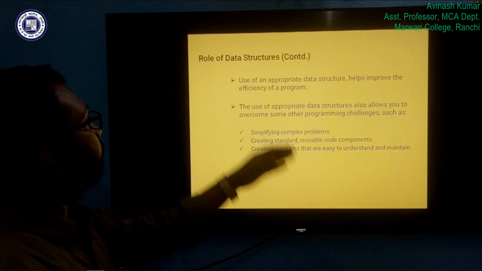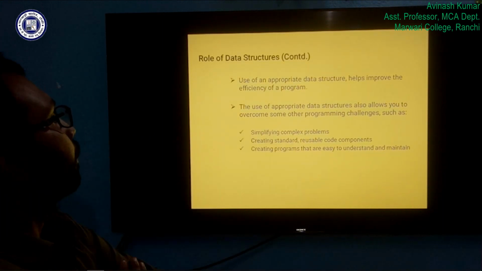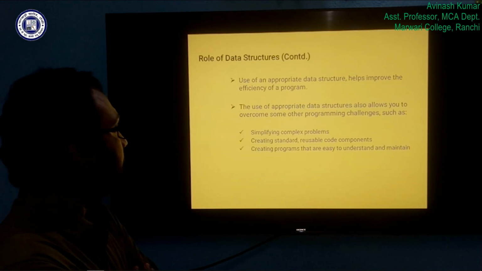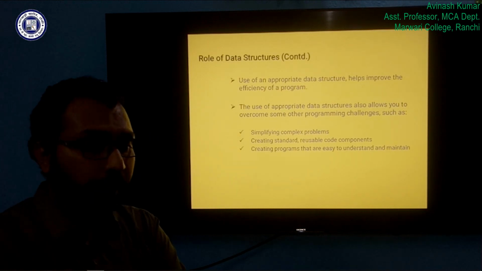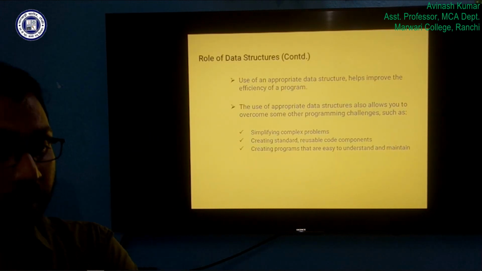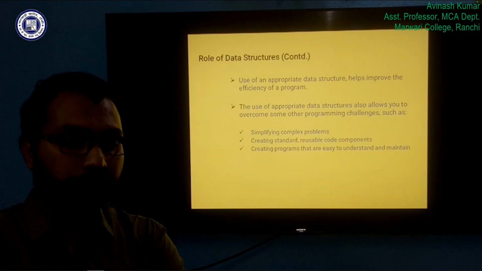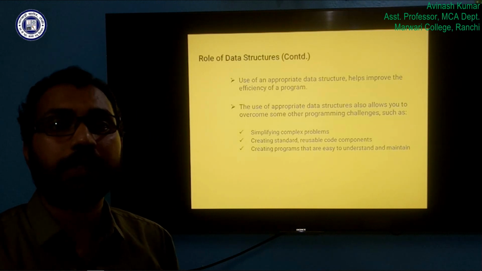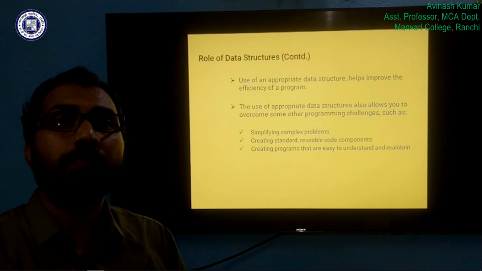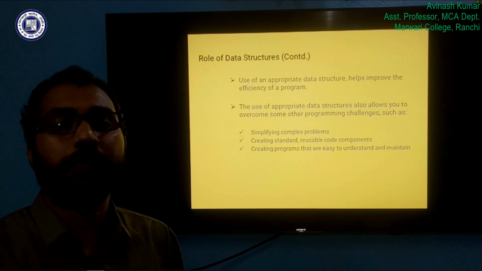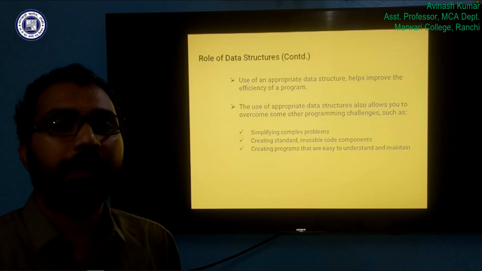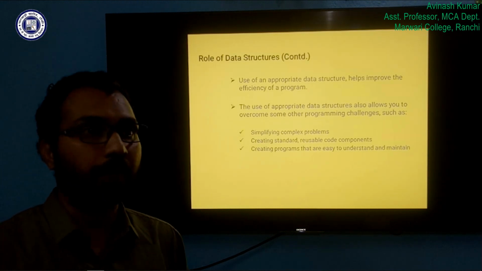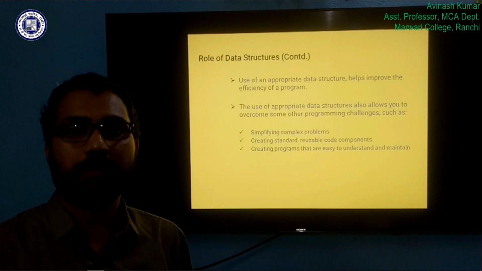The use of an appropriate data structure helps improve the efficiency of a program. And the use of an appropriate data structure allows us to overcome some other programming challenges. There are many more things which affect a program apart from the algorithm and the data structures, like the level of complexity of a given problem, how complex the given problem is.